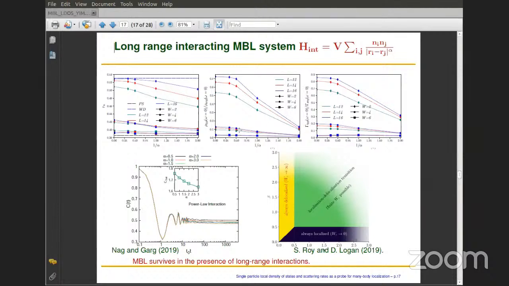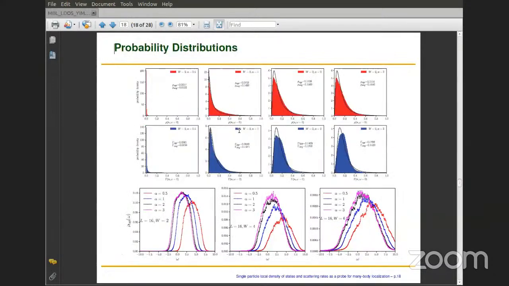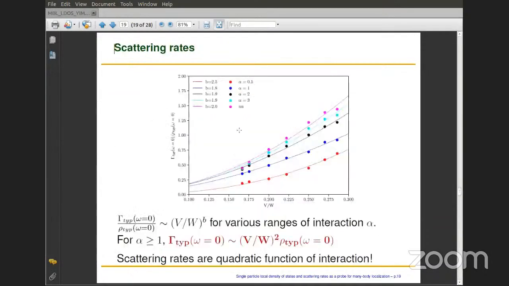So far I have shown you results for, or maybe I will skip this because in the interest of time, just to take questions. So this is just one last slide I would like to show. We looked at the scattering rates as a function of effective interaction, and interestingly, the ratio of the typical value of the scattering rate and the density of state is almost quadratic for the nearest neighbor interactions, and even for higher range of power law interactions, it is very close to the quadratic form.